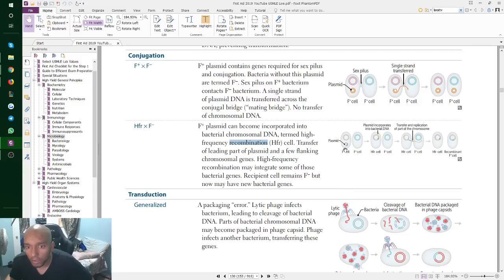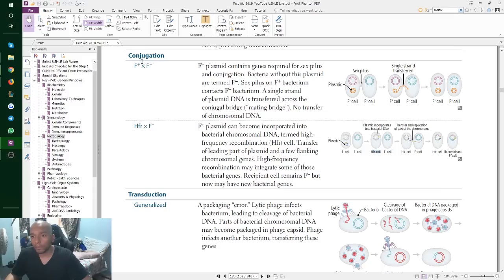So you can see from here where it was F plus originally, it became an HFR cell, right? So now it's HFR, which basically meant it's got the recombination thing happening already. So its own chromosome has changed. Now it makes a sex pilus, and it's able to send one strand of that to the other person, and that other person actually recombined their plasmid with this new strand. So at the end, both of them are recombined. And both of them don't look anything like they did when they first started.